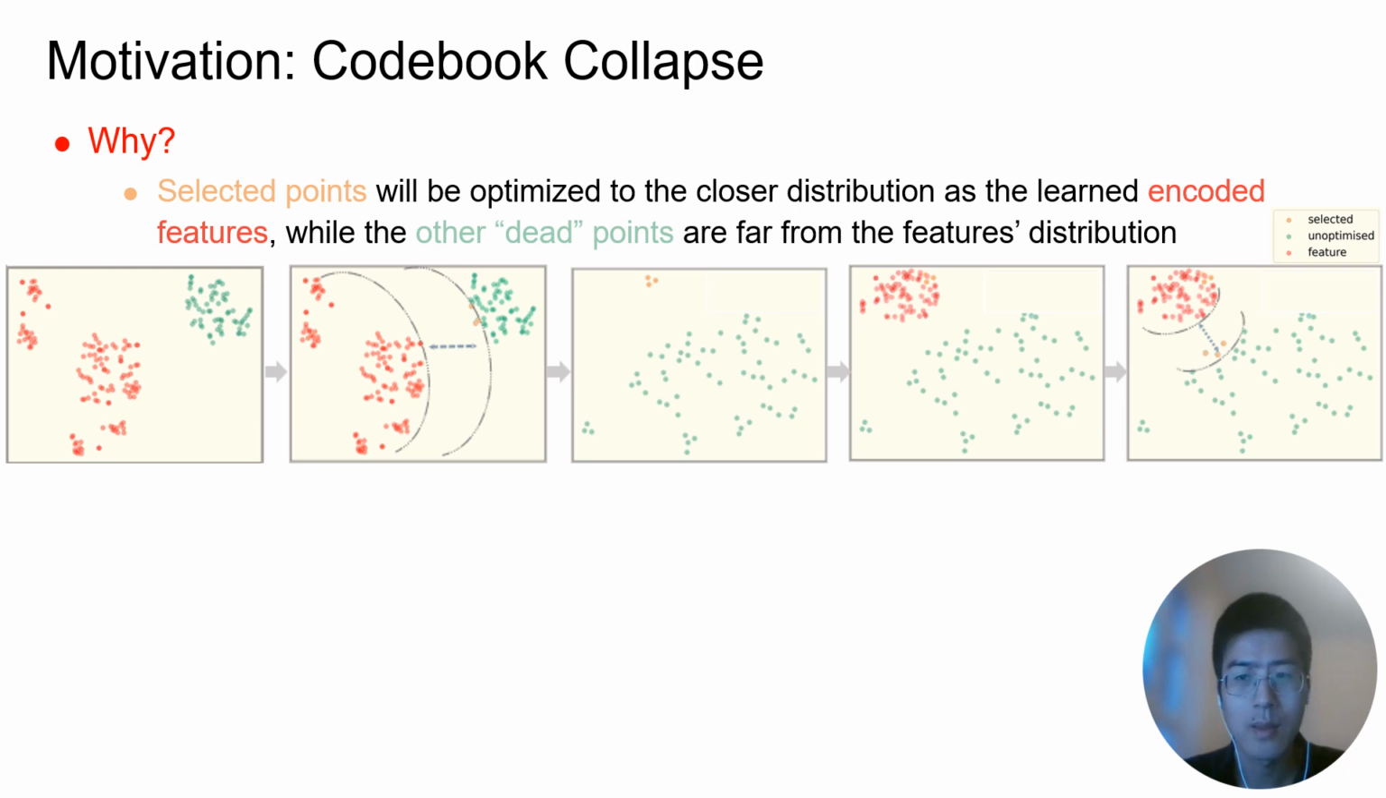Why does this happen? The red points are features and the green points are unselected points. In the first epoch, those encoded features will look up the closest vector from the codebook and then optimize them. Those selected points will be pulled to the encoded feature distribution and will be different from the original unoptimized code vectors. In the next step, we can see the encoded features may cover those selected points but are far from the unoptimized points. Then we can only select those original selected points for the next update and optimization.